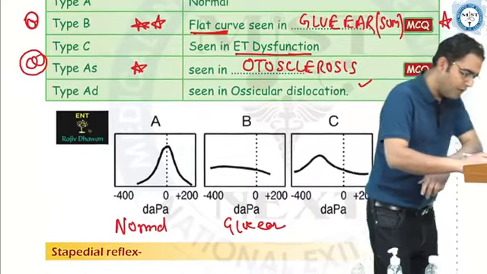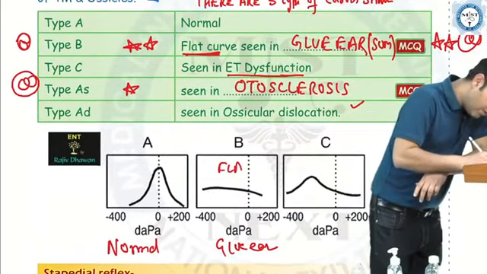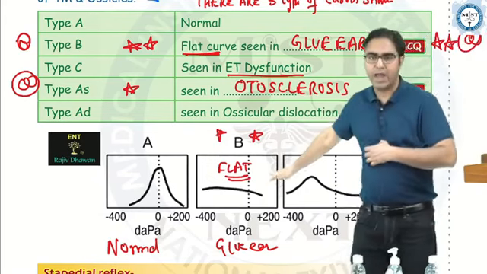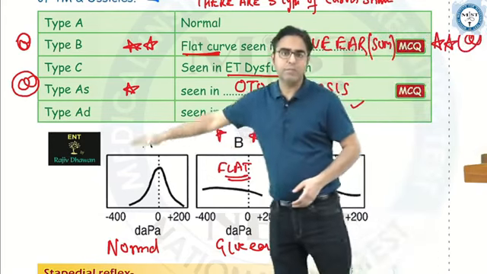Glue ear. Please see glue ear. Write down here, flat, beta. Highlight glue ear, it is very important, beta. Flat curve, type B curve. Write down here flat. Can you see flat? Type A is a beautiful bell-like curve, beta.